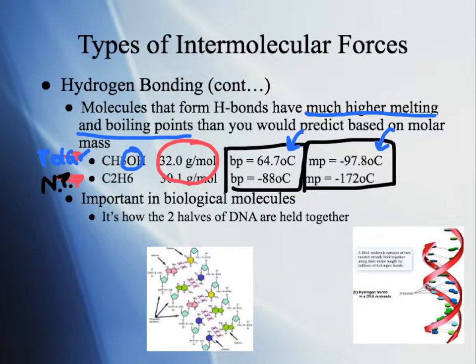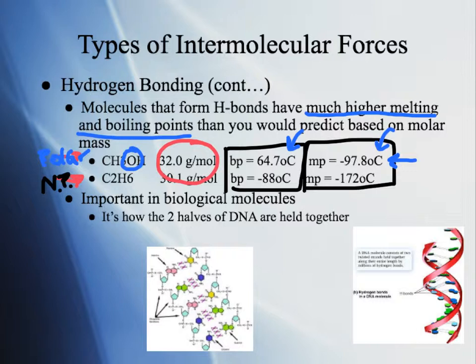And the same with melting points. We can see that because it's polar and it has hydrogen bonding, it's going to melt at a much, much higher temperature than ethane. So keep that in mind.